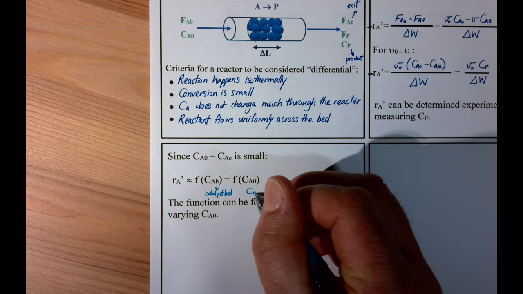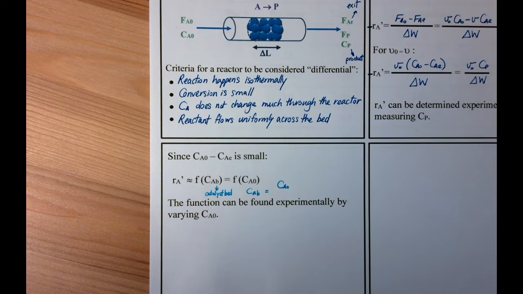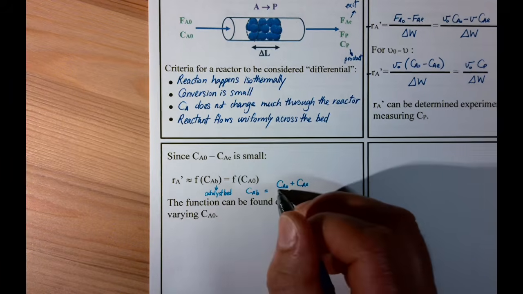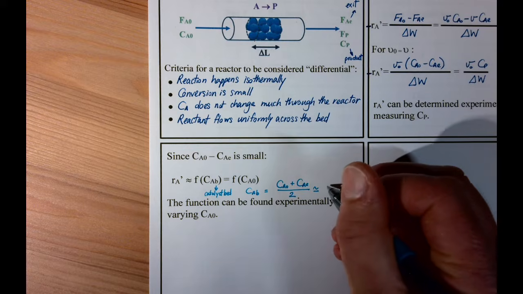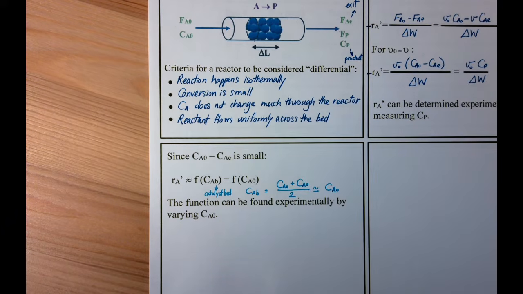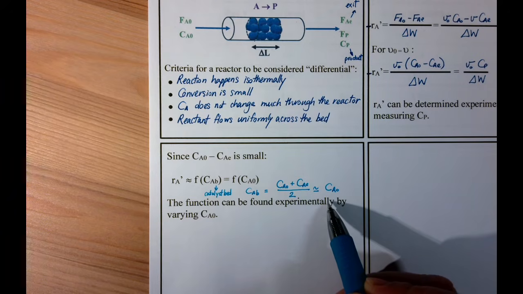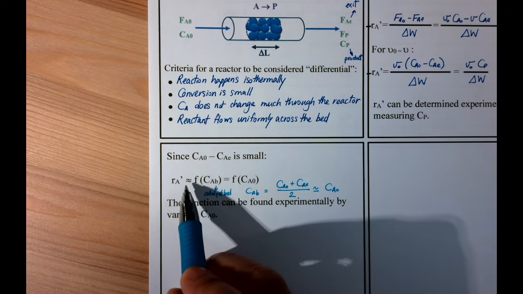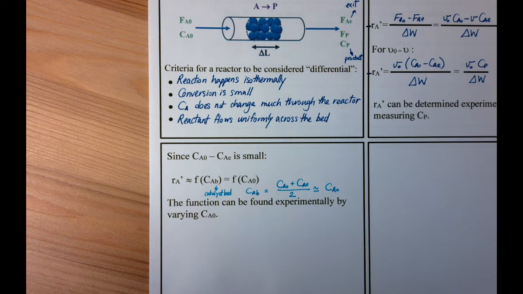And CAB in the catalyst bed is going to be the average of the CA going in and the CA coming out. So the sum of those two divided by 2, which is really very similar to CA naught, which means that by changing the concentration entering the reactor, I can get different rates and express the rate of reaction as a function of the initial concentration of A. Okay?